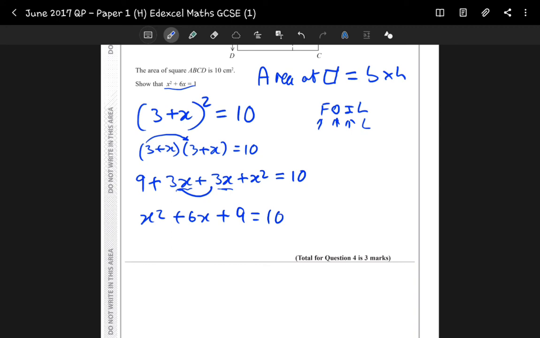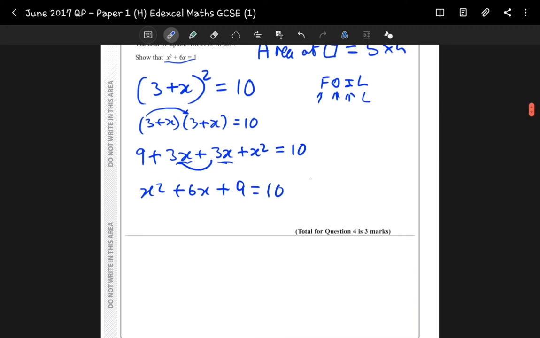Now, we want to have it so that the right hand side equals 1. And we can easily do that. We just subtract 9 from both sides. So we have x squared plus 6x equals 1. And actually, there you go, there's your answer. That's what it looks like.